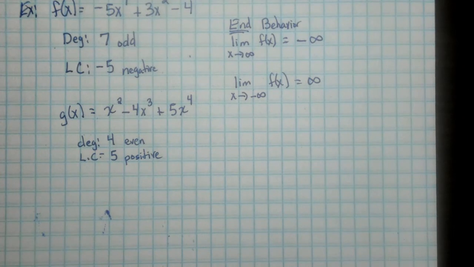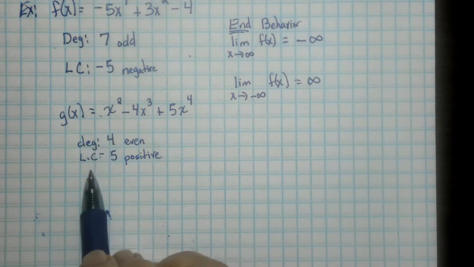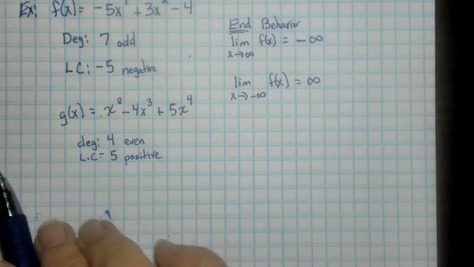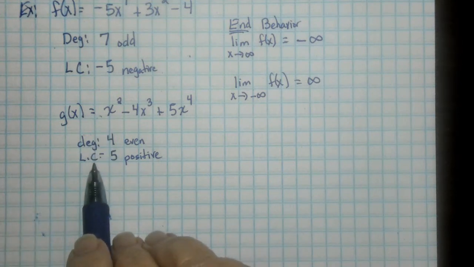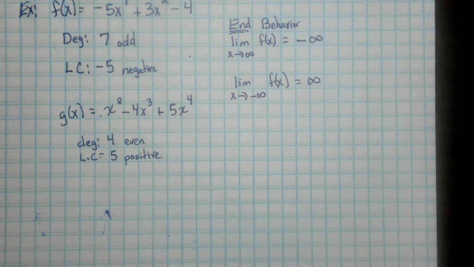Now, did anybody think the leading coefficient was 1? Why might a person think that? Because leading, and you think, oh, leading must be in the front, right? But that's not what this leading means. The leading coefficient is the one with the highest exponent.